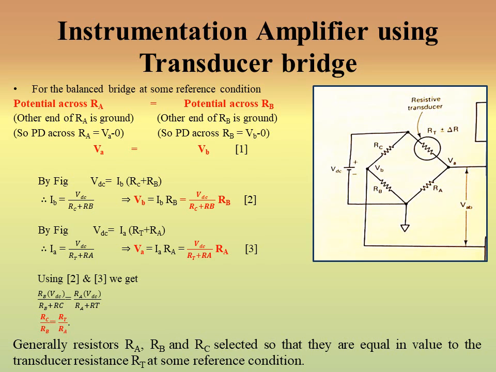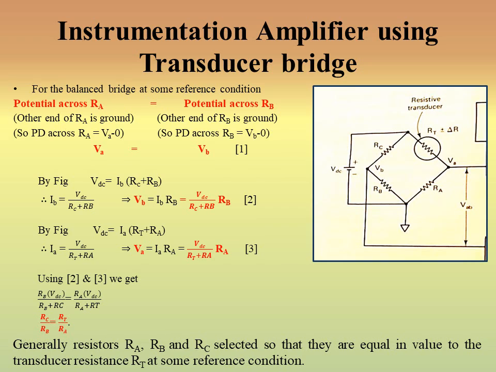In order to make the temperature 300, this bridge will be in a balanced position when the RT resistance corresponding to 300 degree temperature is shown here. Suppose its value is 1K. So all these are kept at 1K so that this bridge is initially balanced.